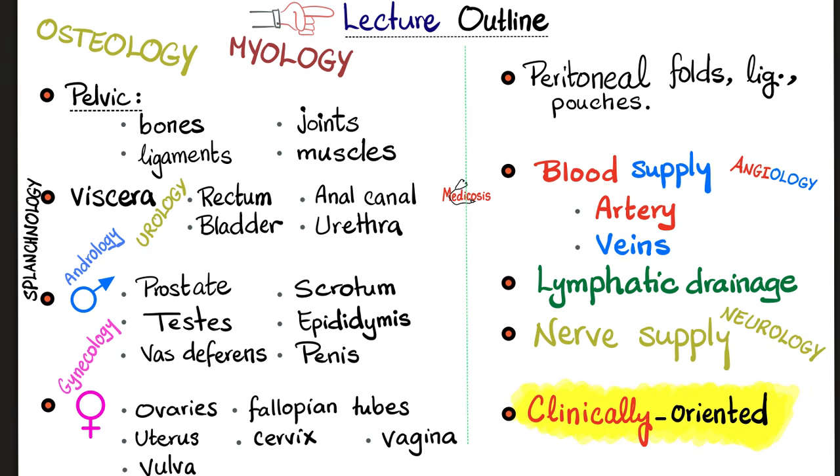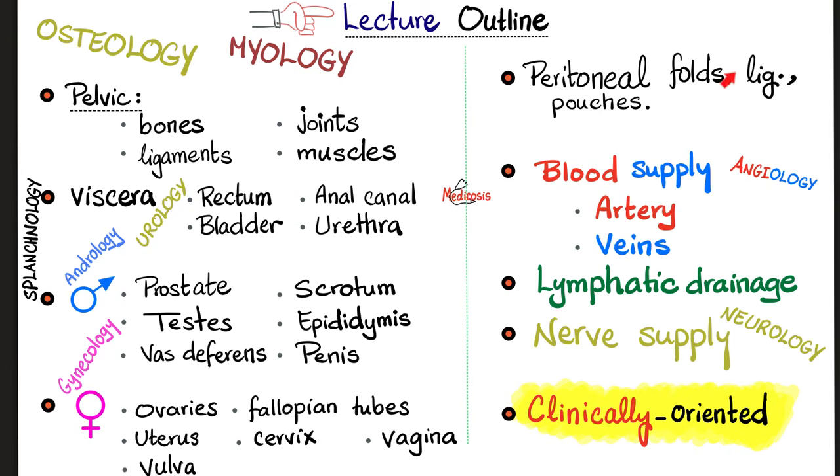We'll talk about the male baggage, including the prostate gland, the scrotum, the testicles, the epididymis, the vas deferens, the seminal vesicles, and the male copulatory organ. Then we'll talk about the female organs, the ovaries, the fallopian tubes, also known as the oviducts or uterine tubes, the uterus, the cervix, the vagina, and the vulva.